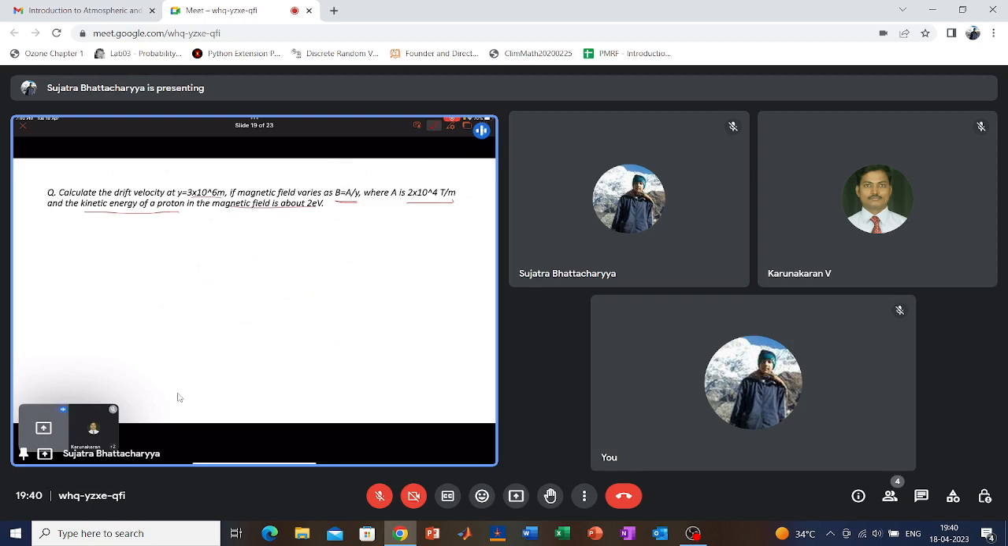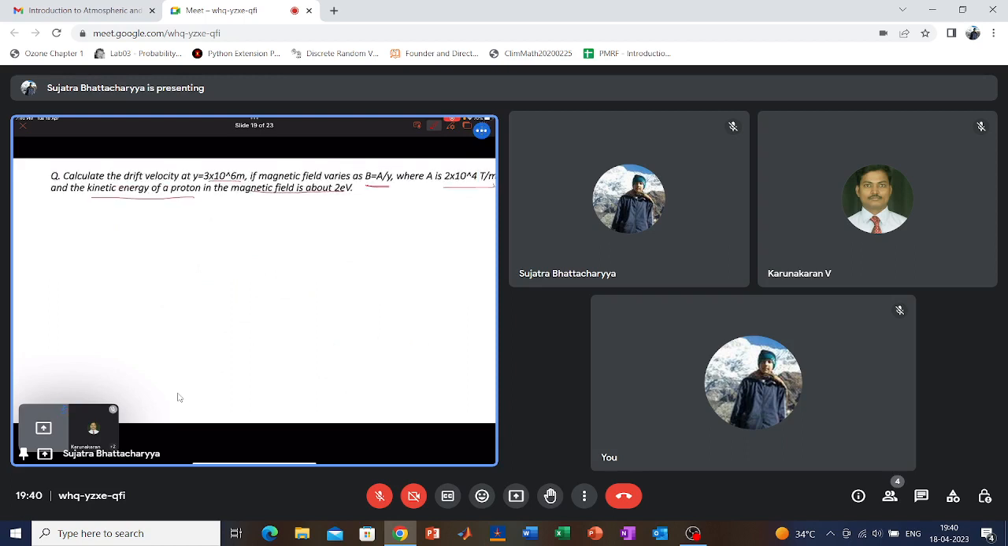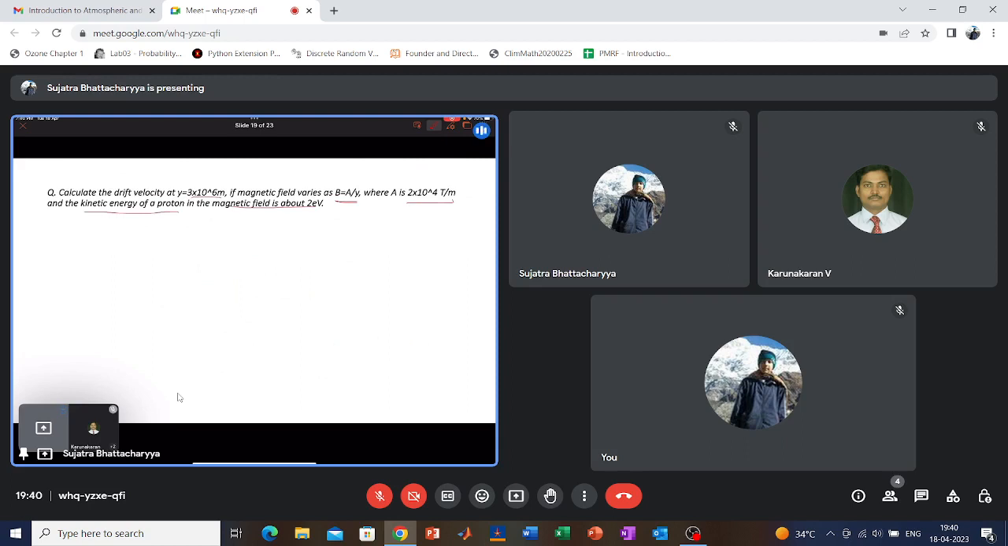So here, as we can see, this B is equal to A by Y, and this drift velocity which has to be found out is nothing but the gradient drift. Because no curvature terms are given, if curvature terms had to be given, then radius of curvature should be given. Therefore, we can deduce from the question that we need to find out the V gradient of B, which is nothing but m v perpendicular square divided by 2 q B square and delta B by delta Y in the direction of Y, suppose. Okay, the gradient is there.